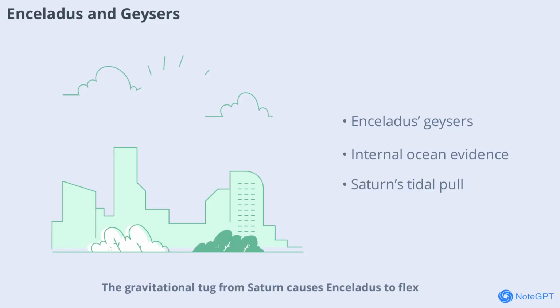The gravitational tug from Saturn causes Enceladus to flex, producing enough heat to power geysers that shoot water vapor and ice into space. These plumes have been observed by spacecraft, providing clues about the moon's internal ocean and its potential habitability. Tidal forces are the driving engine behind this spectacular phenomenon.